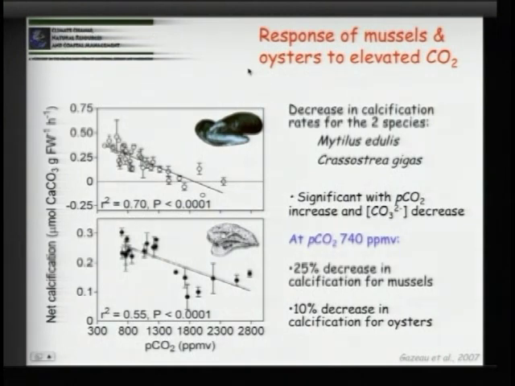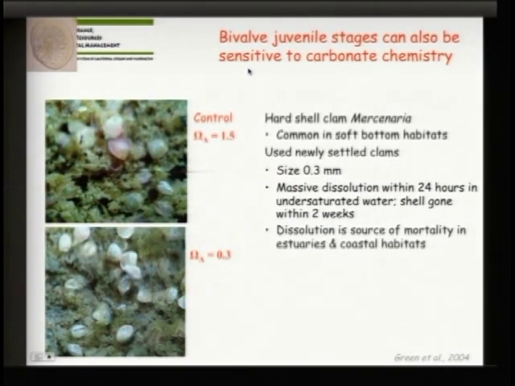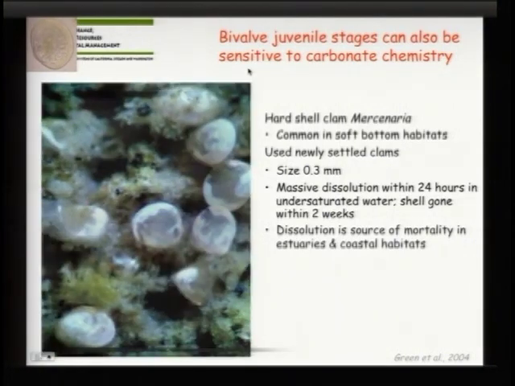Closer to home, we look at the effects on mussels and oysters, and we see the same decreasing calcification of the mussels and oysters, anywhere from 10 to 25% with increasing CO2 levels. And indeed, if you look at the juvenile species, the clams, for example, when they're just formed the first time, within 24 hours, there's massive dissolution of the shells. That's the whitening of the shells that you can see. And within two weeks, the shells are gone and the animals have died. And you can see this process in very short order in real time along our coast in New England.